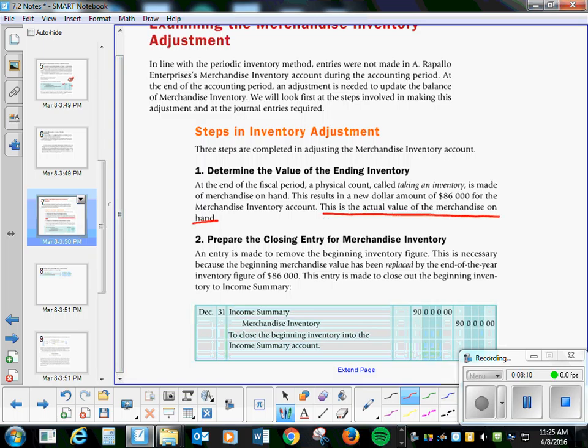The next thing you need to do is prepare a closing entry for the merchandise inventory. An entry is made to remove that beginning inventory figure. This is necessary because the beginning merchandise value has been replaced by the 86,000. This entry is made to close, this is important, the beginning inventory. So you are closing the inventory with a credit of 90,000, and when you close it, you have to transfer it somewhere, and for now, you're going to transfer it to the income summary account. And we use the income summary in grade 10.